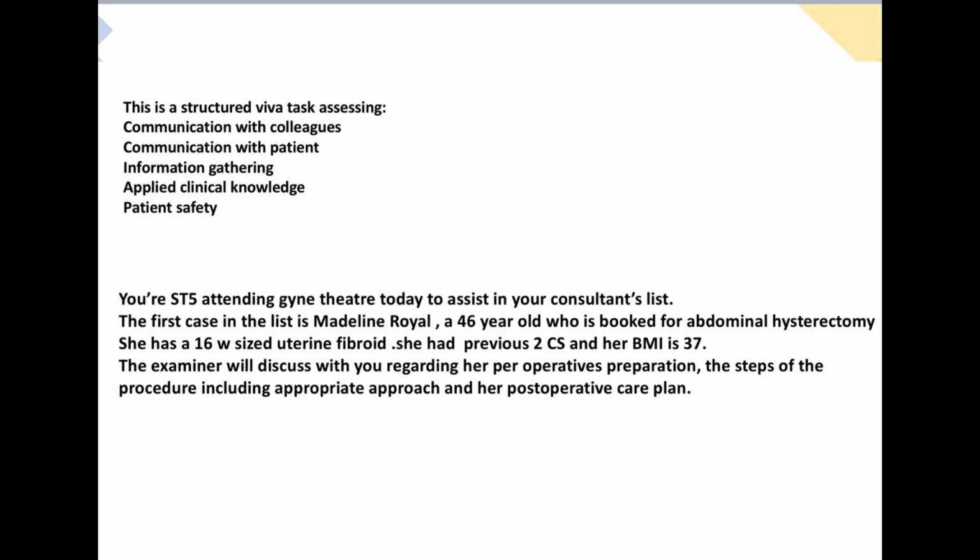And also one of the risks is she may need to return to theater. We need to tell her that the risk of infection can be either wound infection because of her BMI, or pelvic abscess or pelvic collection. And also the return to theater is a possibility if we suspect anything like bleeding inside, or anything like a vault hematoma, for example, or anything like that.